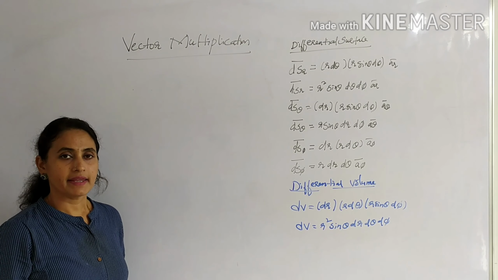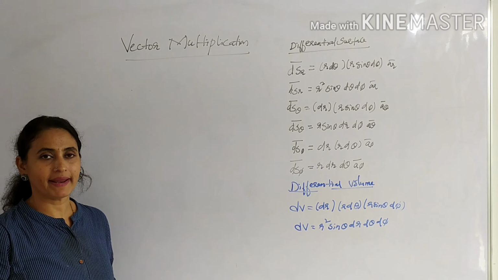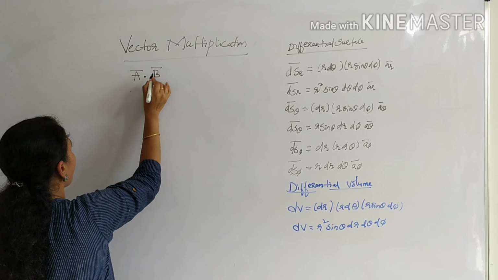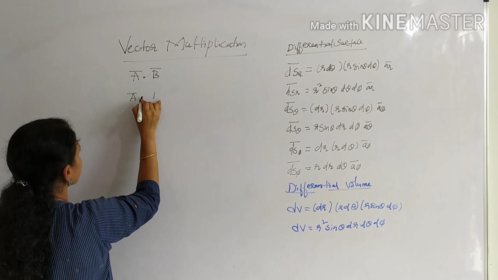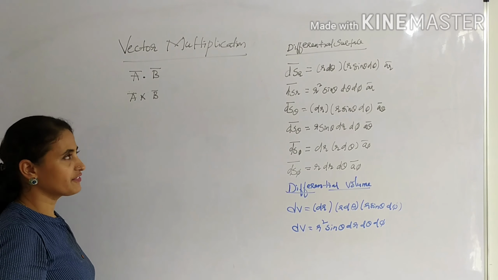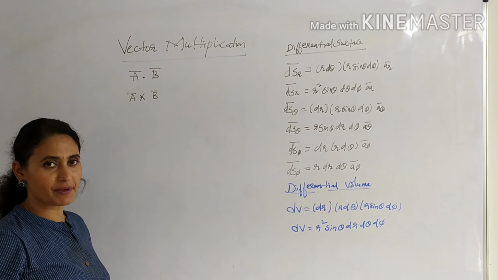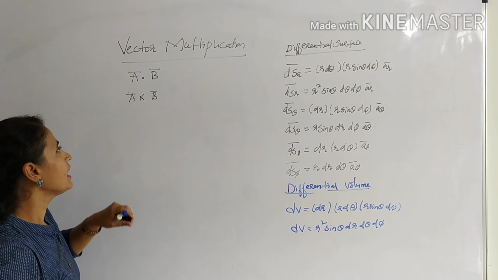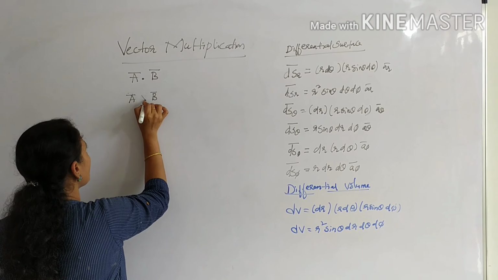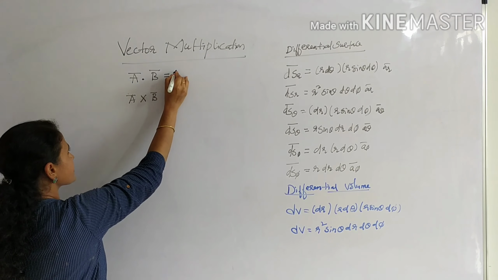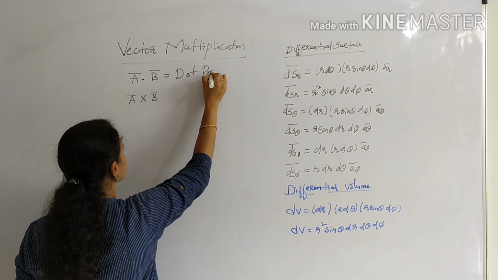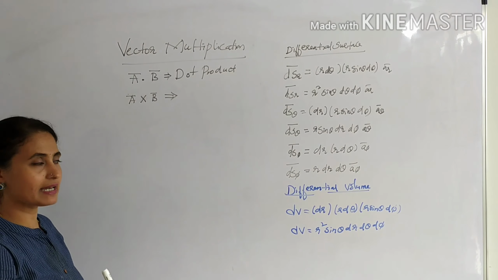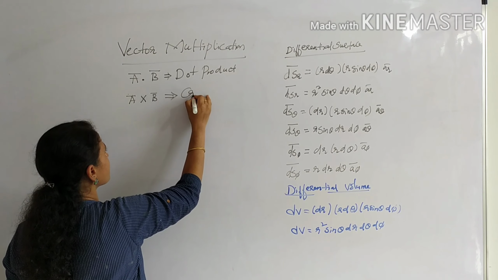Two vectors a bar and b bar can be multiplied in either a dot form or a cross form. For the multiplication we can use operators like dot or cross. If two vectors are multiplied with a dot operator, it is called a dot product. If two vectors are multiplied with a cross operator, it is called a cross product.